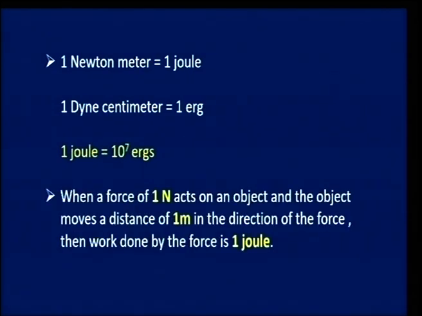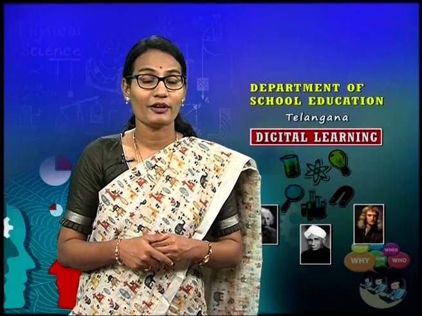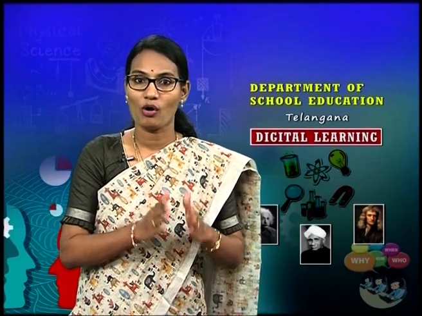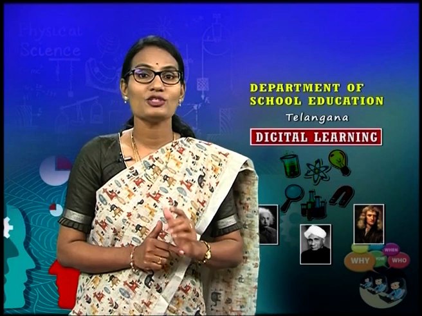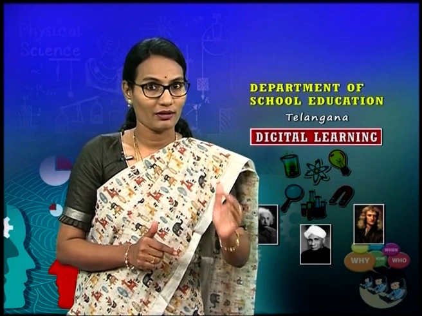When a force of 1 Newton acts on an object and the object moves a distance of 1 meter in the direction of the force, then the work done by the force is said to be 1 joule. Children, this is the definition of joule. Whenever 1 Newton of force is applied on the object, and the object moves through 1 meter distance, then 1 joule of work is said to be done on the object.